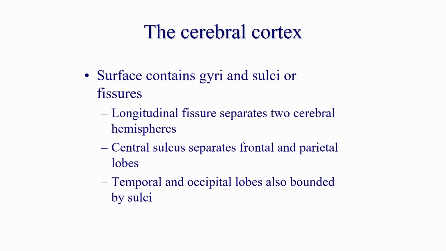Now we need a landmark to be able to name these gyri. And yes, it's not just random squiggles. They are very specific, they have a certain function, and they do have specific names. One of the landmarks that we look for is what's called the central sulcus, and that separates the frontal and parietal lobes. Now the temporal and occipital lobes are also bounded by sulci.